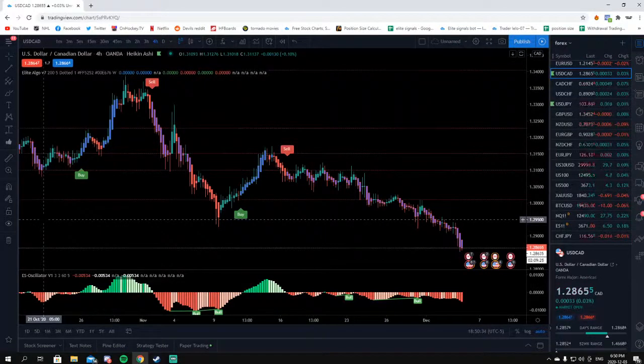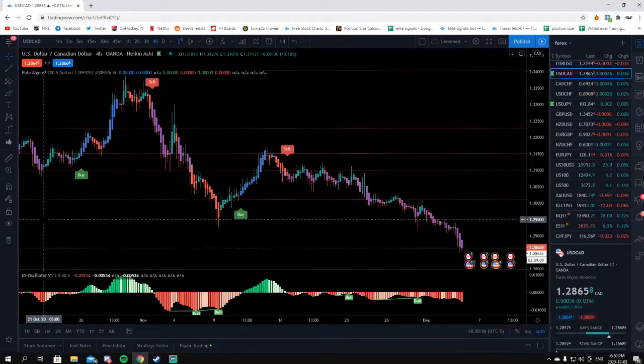Today, I want to show you guys a swing trading strategy that you guys can use with Elite Algo and the Elite Oscillator. It's fairly simple, guys. Anybody can do it. For those of you who don't know what swing trading means, it basically means taking a trade that might last 1, 2, maybe 3, even 4 days long.